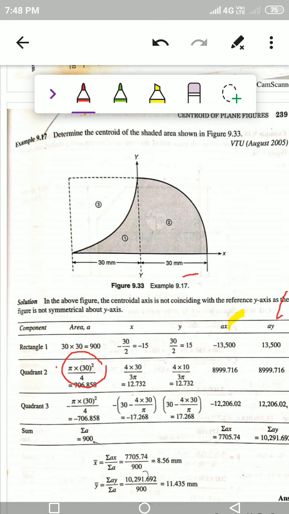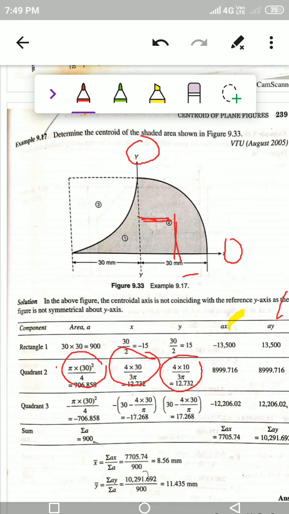Next, x bar and y bar for this quarter circle with respect to the reference x and y axes. Here, the reference axes are these: this is the reference y axis, and this is the reference x axis. For the quarter circle, the x bar distance is from here to here, and the y bar distance is from here to here. You know the formula for a quarter circle: both x bar and y bar are 4r divided by 3 pi.